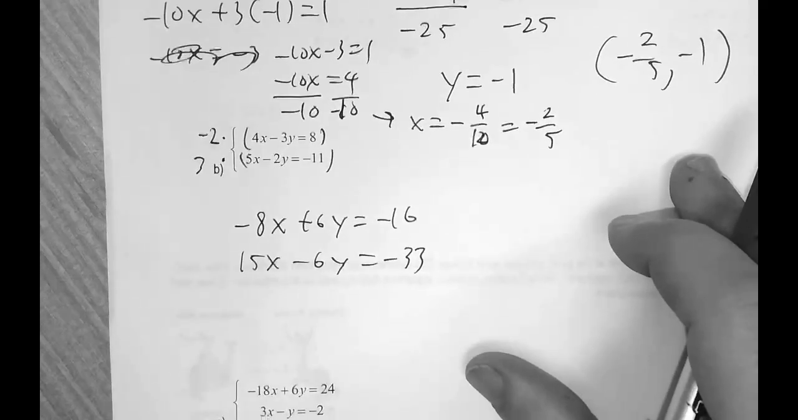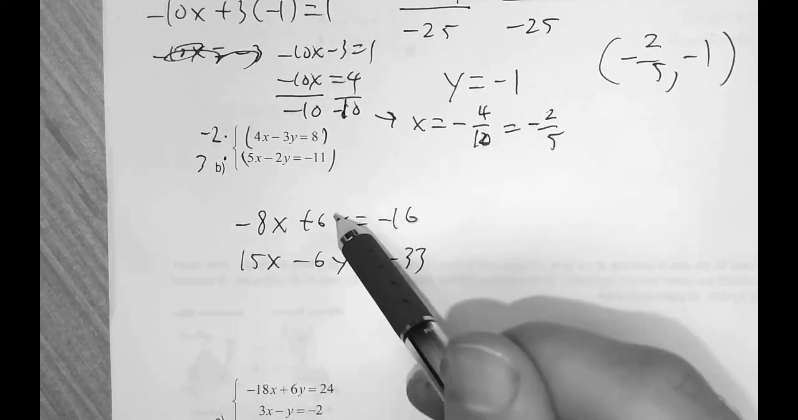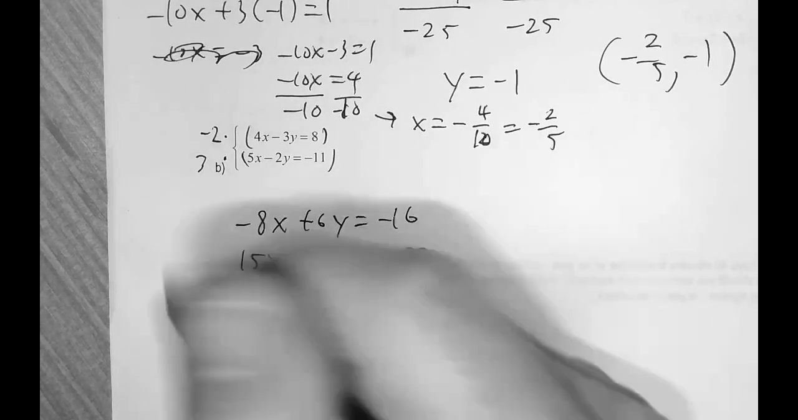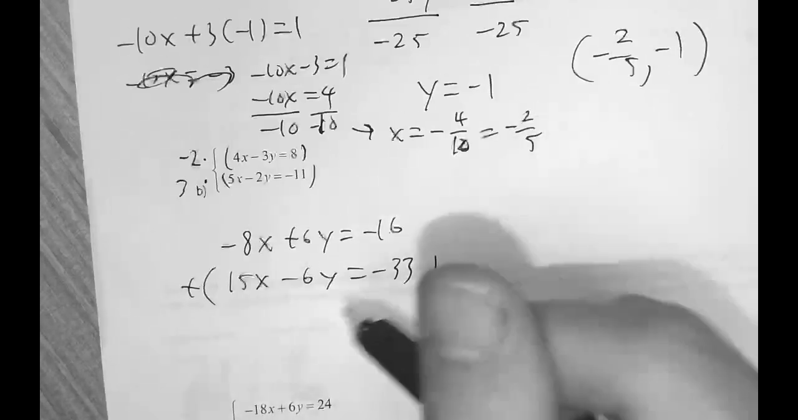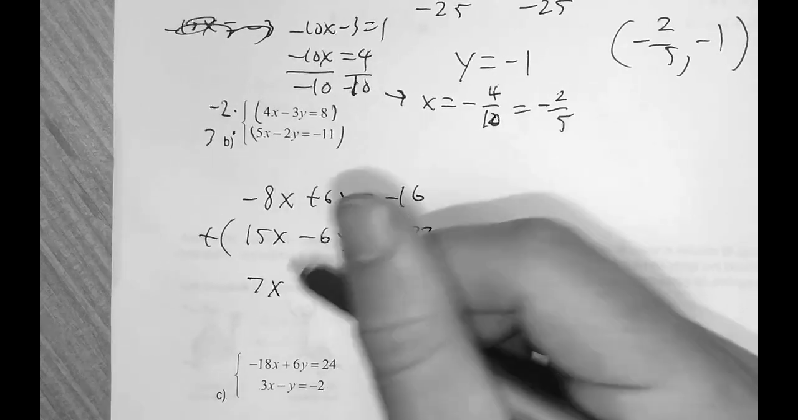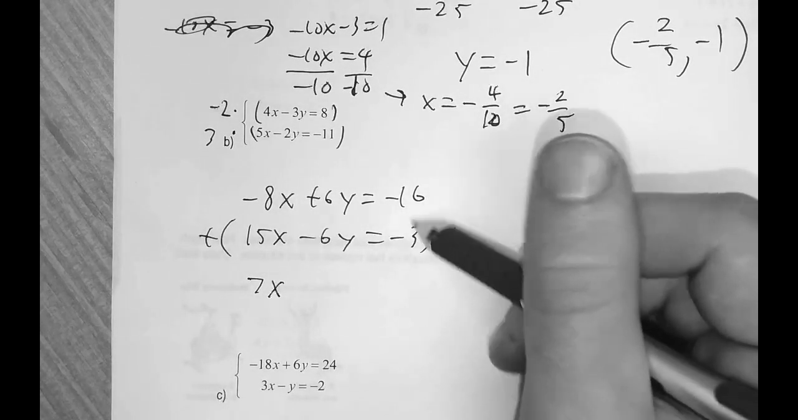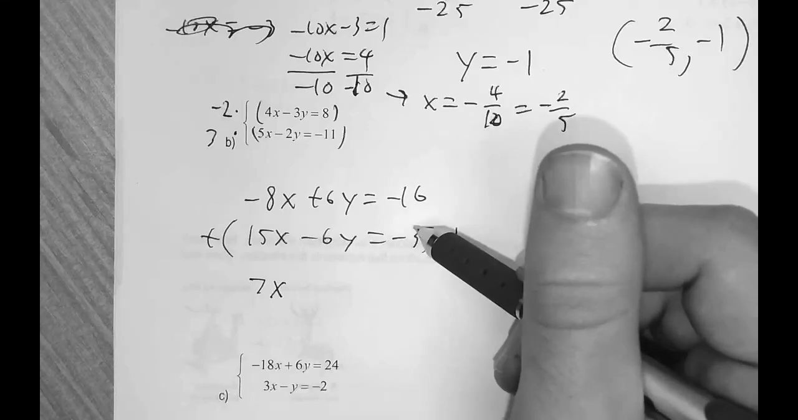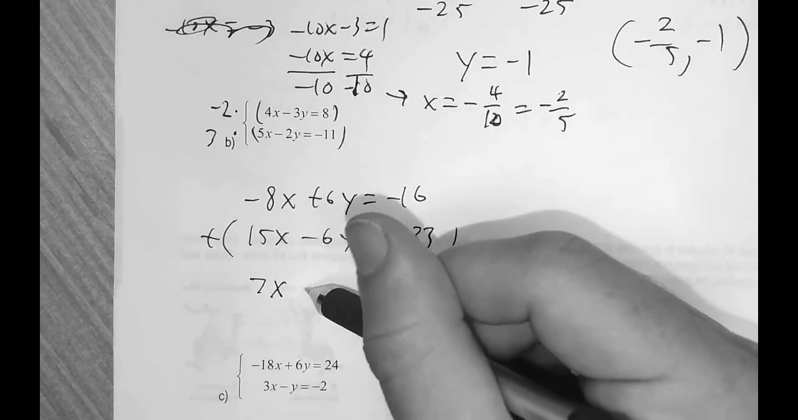So I did this, why? Why did I do it? Because now look, 6y, negative 6y, they're going to cancel out. So now when I add them, I'm going to get 7x. These are going to cancel. And then negative 16 and negative 33 together will be negative 49.